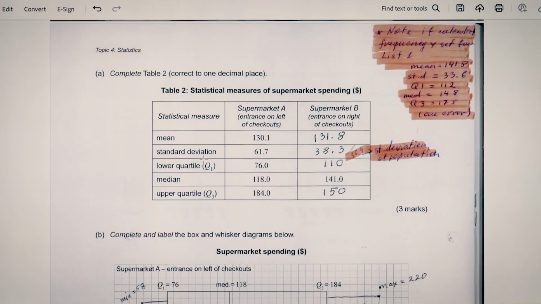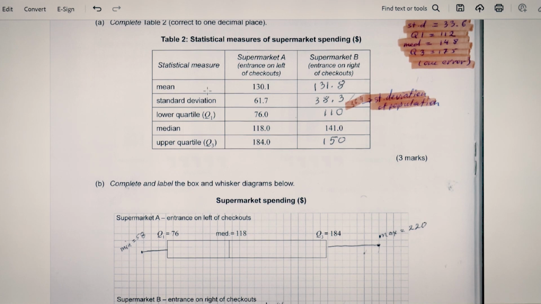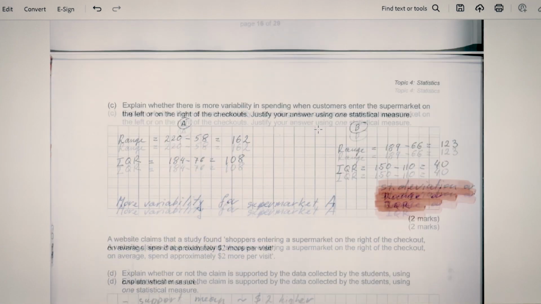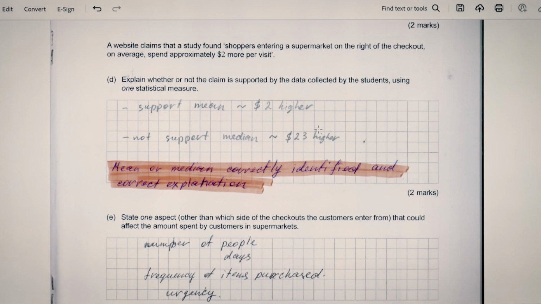Okay, so I will go back to the numbers. If it's comparing the mean, it's 130.1, 131.8. Yeah, it's less than 2, so it's supporting. But if the student was comparing median, then it's not supporting. So again, this question is 2 marks. So support or not support, and why. Both answers are correct, depending on which measure they choose to use. Okay, good.